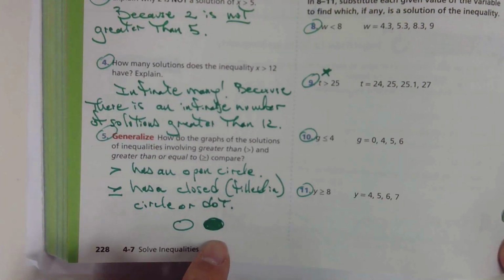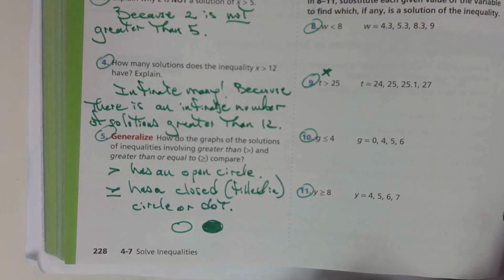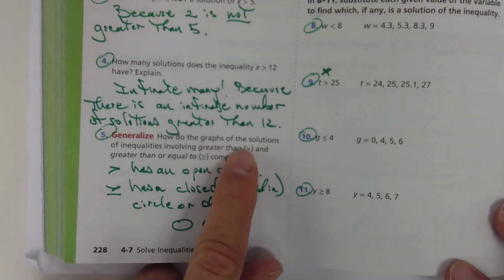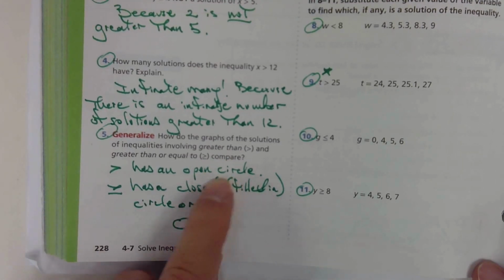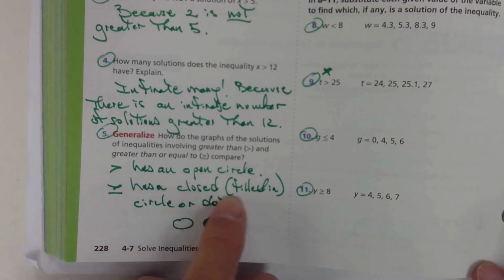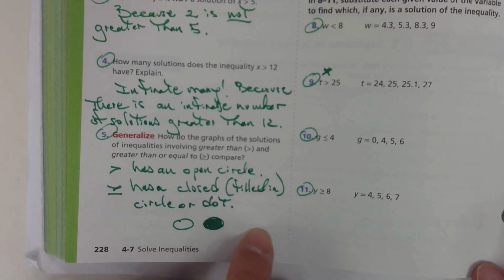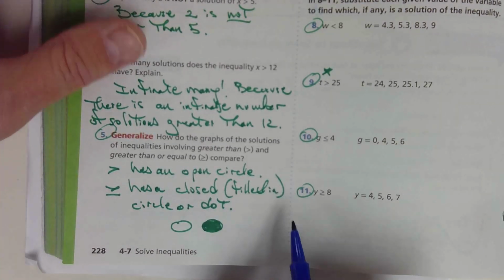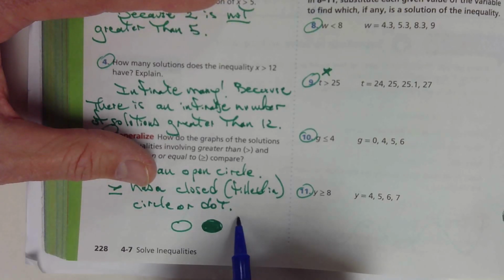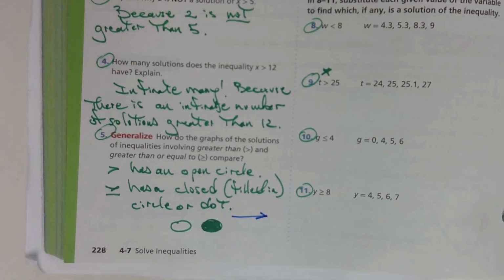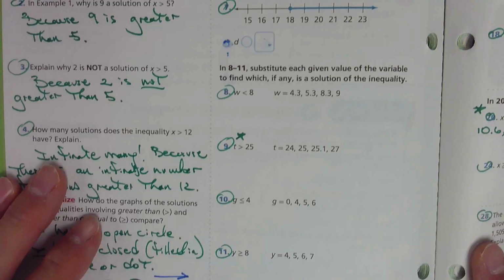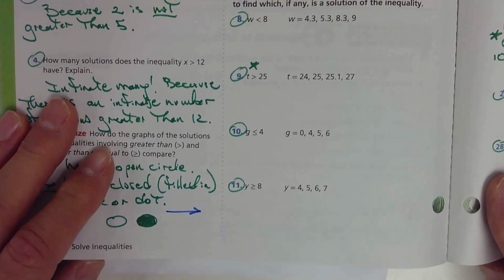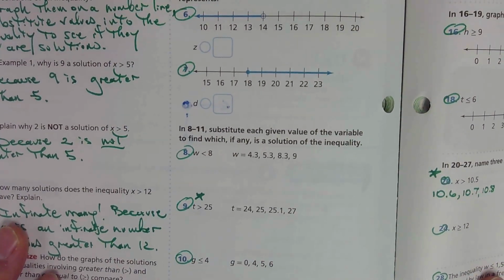And then number 5, it says, how do the graphs of the solutions of inequalities involving greater than and greater than or equal to compare? Well, the greater than has an open circle, and greater than or equal to has a closed or filled in circle. And I would add also, and I didn't put this down, they're both going to have a shaded area or an arrow pointing to the right because we're talking about greater than. 8, 9, 10, and 11. I want you guys to do those.